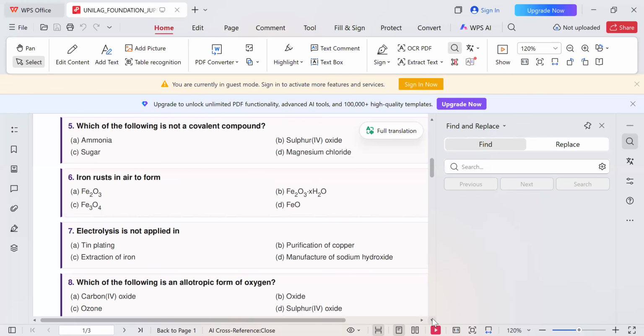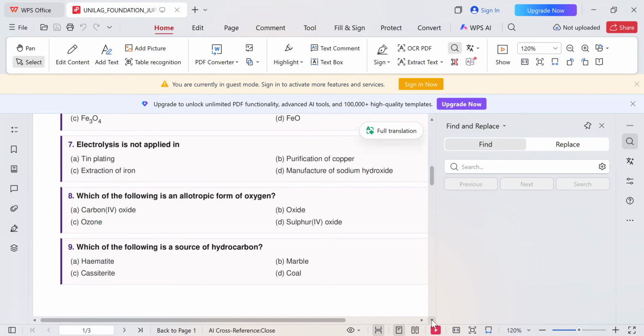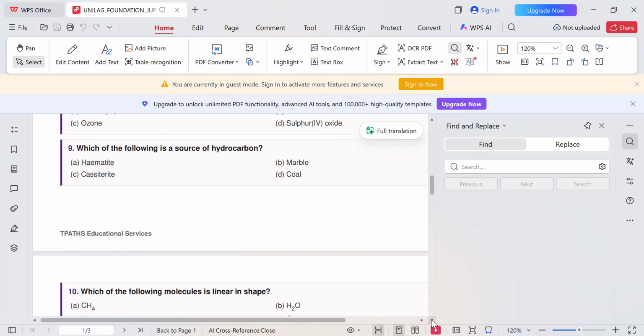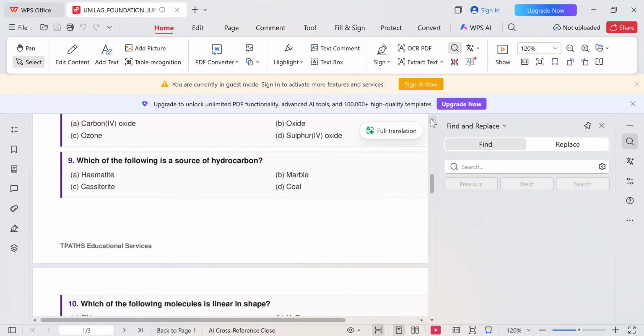Then number 8, which of the following is an allotropic form of oxygen? Of course, this one is kind of glaring. Now, allotropes are when an element can exist in the same physical state, in different forms. So the answer here is ozone, which is C. Oxygen can exist as ozone, it can exist as peroxide, and it can exist as superoxide also.